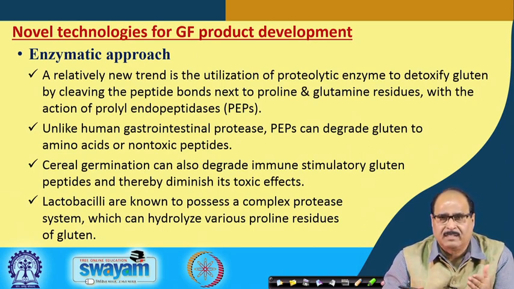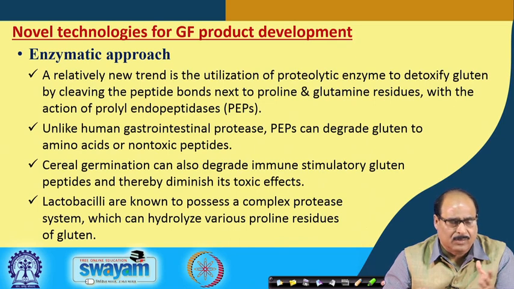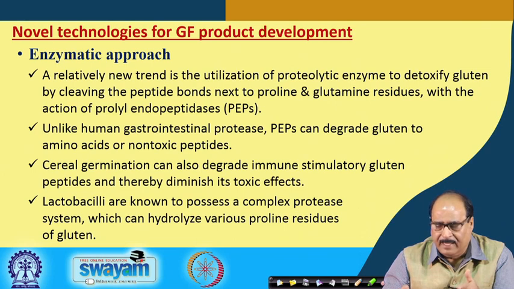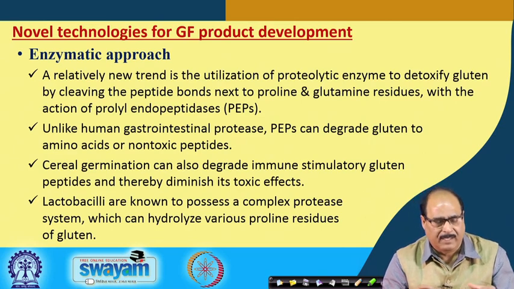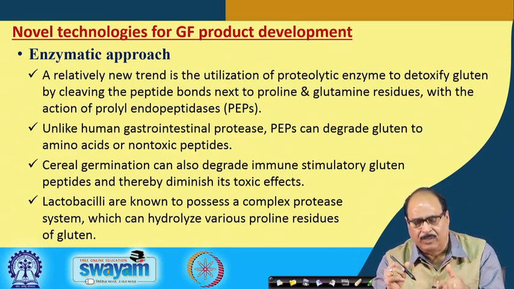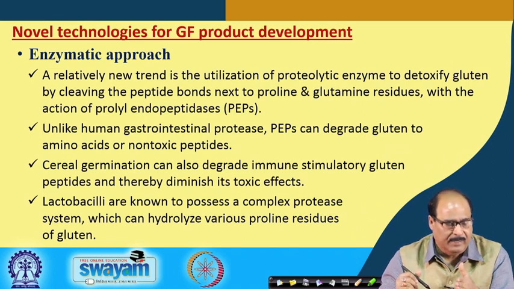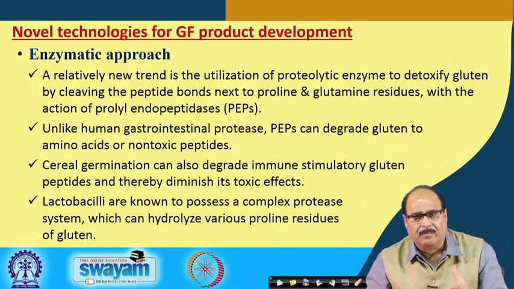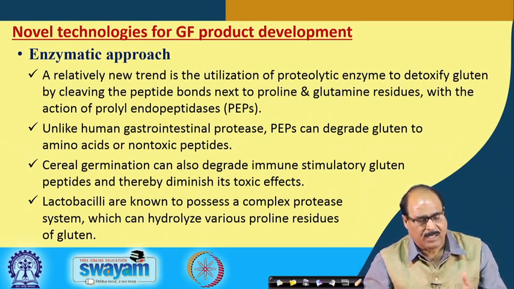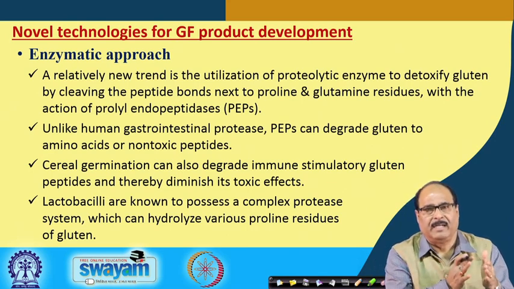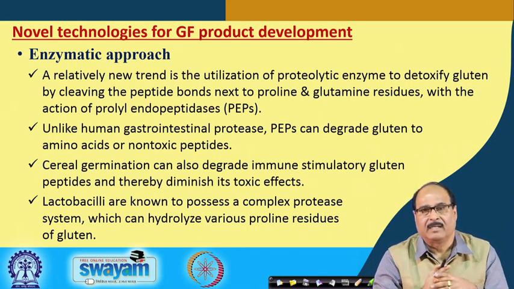In fact, a lot of research is going on in this direction. So an enzymatic approach can be followed, like the action of prolyl endopeptidases, for example PEP enzymes, which can break the peptide bonds of the proline and glutamine residues in the gliadin and glutenin. This is the toxicity or the problem, because human gastrointestinal proteases are unable to degrade these proteins to the amino acid level.